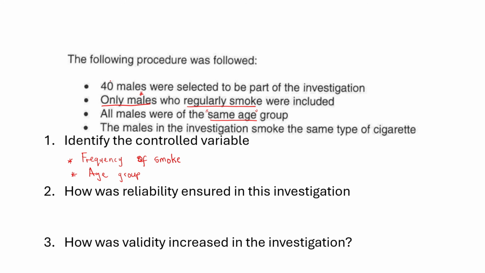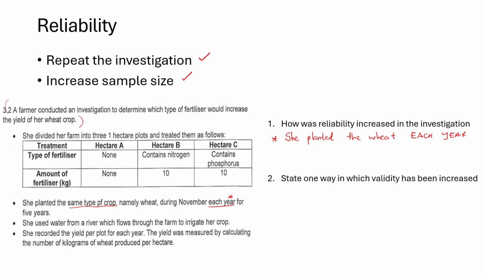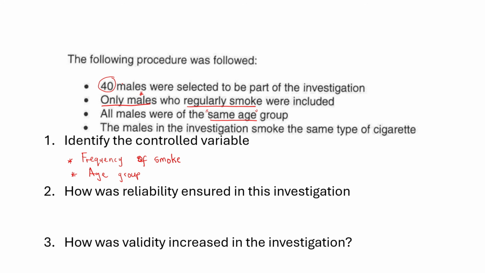All right, so do you notice this number 40? It's a big sample size. Whenever they give you a number, if they say 5 or 6 or 7, something was used. Here they've said 40 males were selected to be part of the investigation. So we can say that there was a large sample size. Remember, reliability is ensured when we increase the sample size, or when we increase the number of things that we use to do the investigation. In this case, we are using 40 males, so you can say the reliability was used.